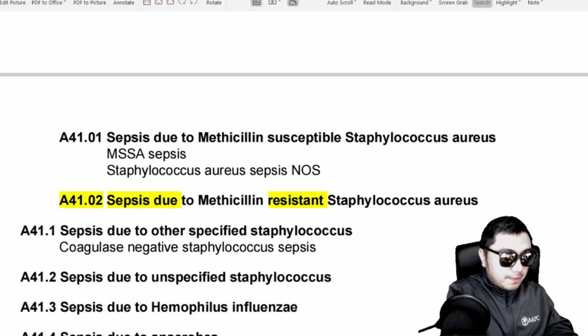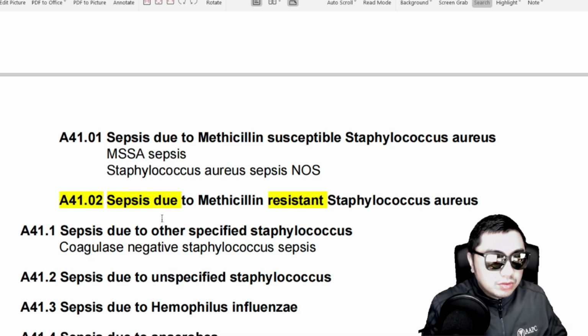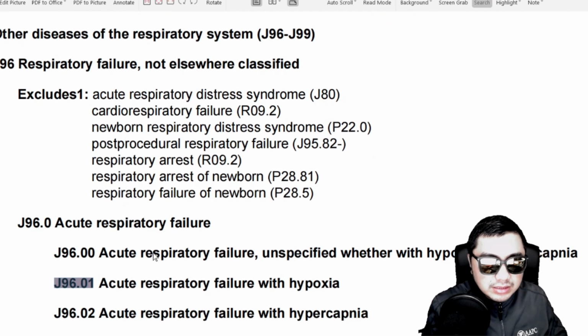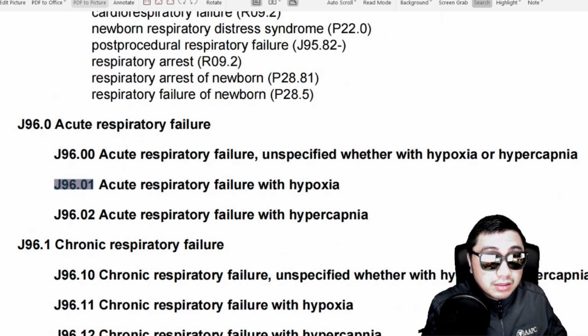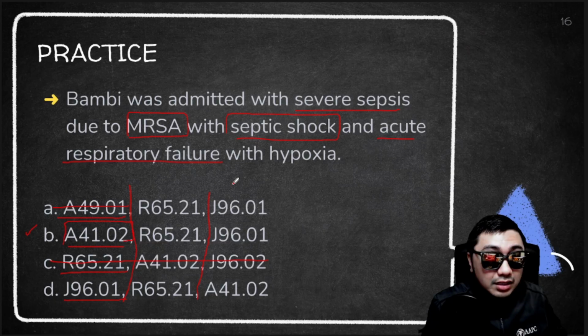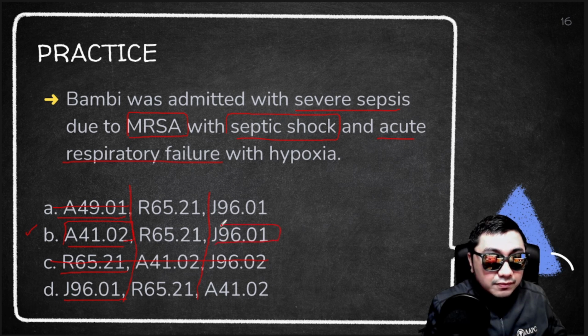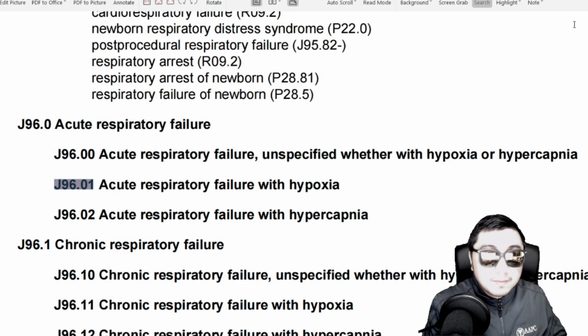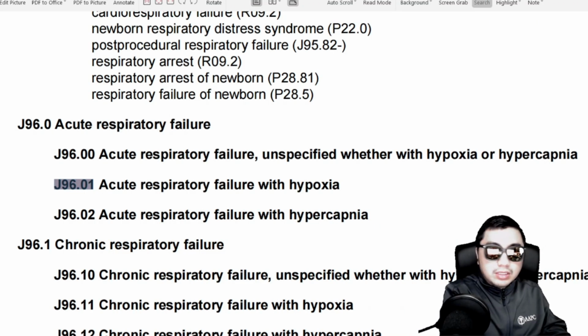J96.01. So this is your respiratory failure. Yes, acute respiratory failure with hypoxia. The only thing here is you can also see your J96.01 in letter B. You can also see it in letter D. So the only issue here is the sequencing. But according to your R65.21, you have to code the causal organism A41 if it's available. Okay? So let's go again to R65.21 and check.